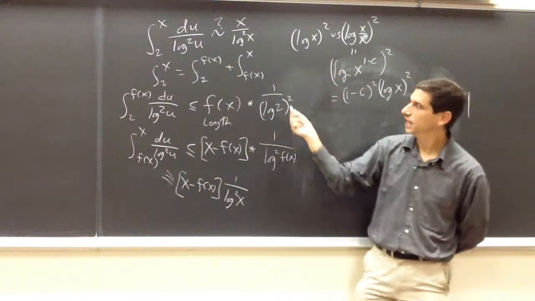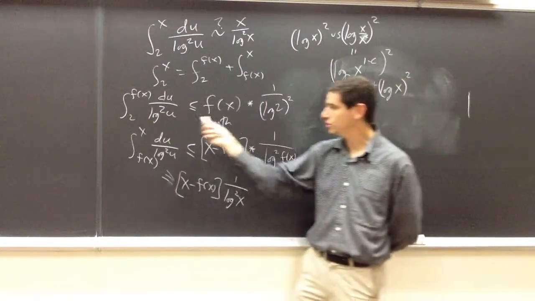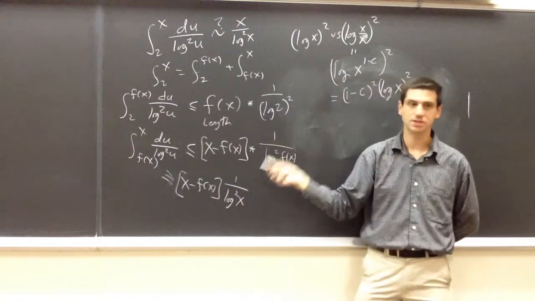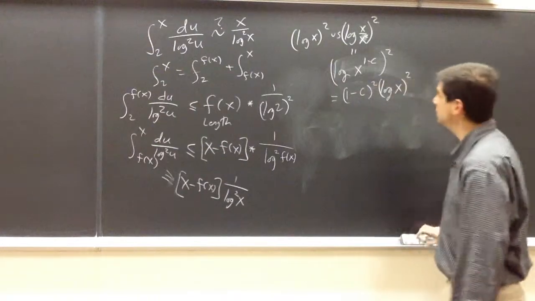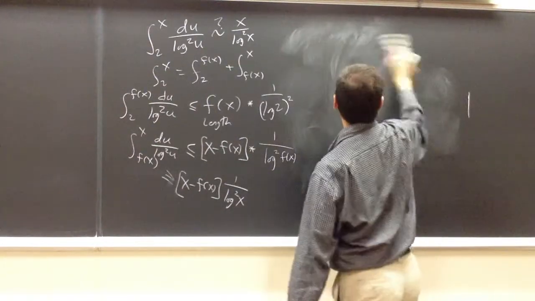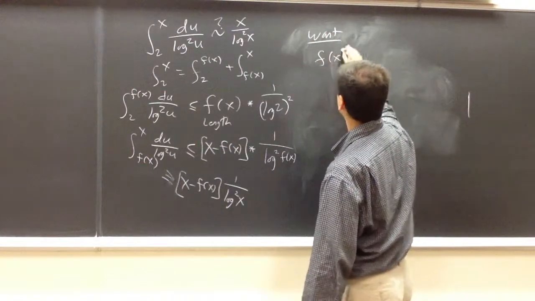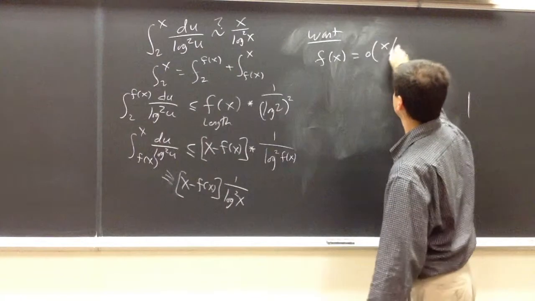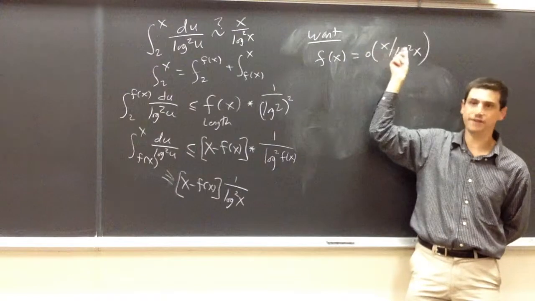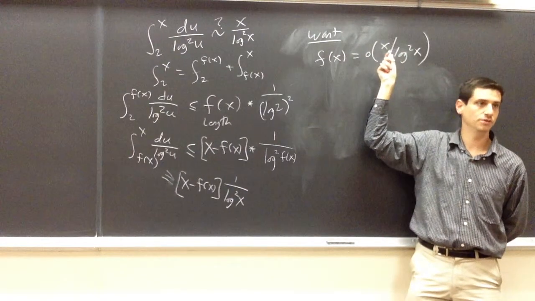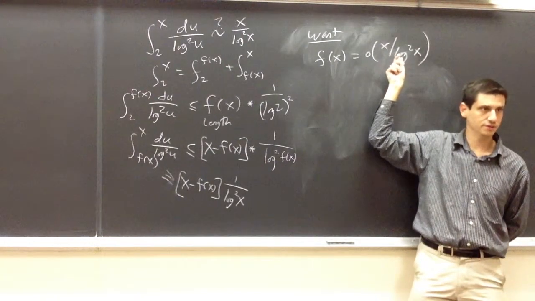In order for this to work, I need this estimate to be smaller than the expected main term. And I want most of the contribution to be coming from here. I want these two things to be sandwiched. So this is how you figure out what's the right order to take things. So we can see, we want f of x to be little o of x over log squared of x. And so what little o means is if you take this and divide by this, in the limit you get 0. So this means f of x is going slower than x over log squared of x.